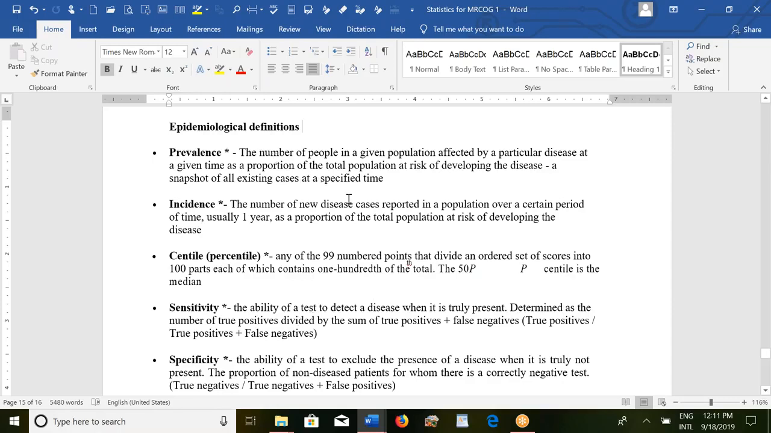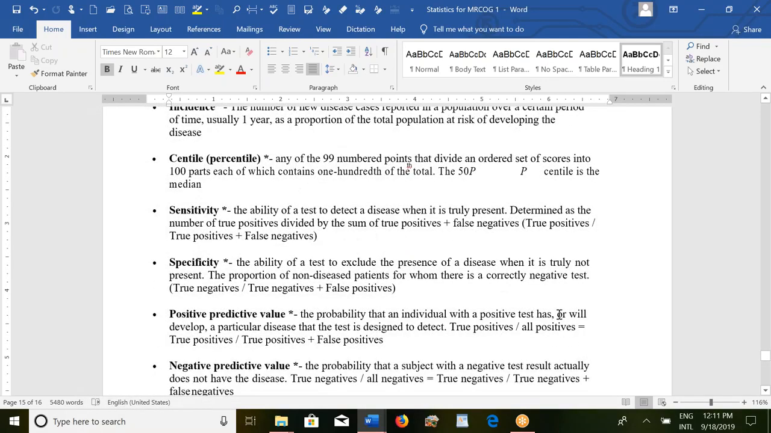Just remember that other things we were talking about till this point were about different studies and how we interpret them. Now these, sensitivity and specificity, are about the tests, when we have to describe the test, then we will use sensitivity or specificity. What is specificity? The ability of a test to exclude the presence of a disease when it is truly not present. So the proportion of non-disease patients for whom there is a correctly negative test. True negatives divided by true negatives and false positives.